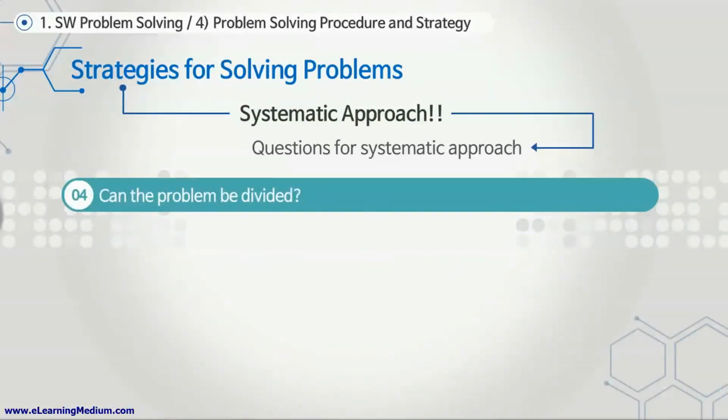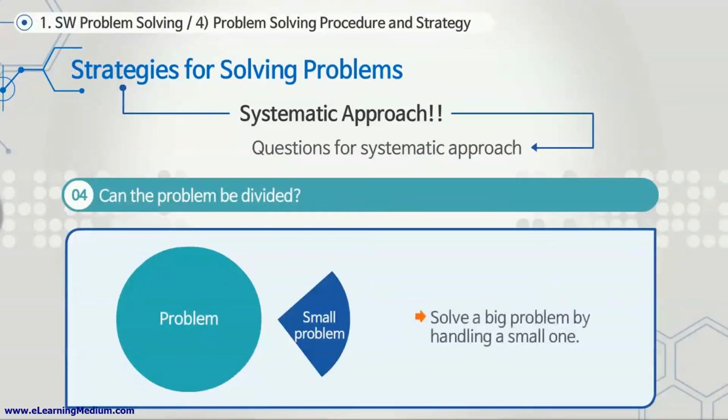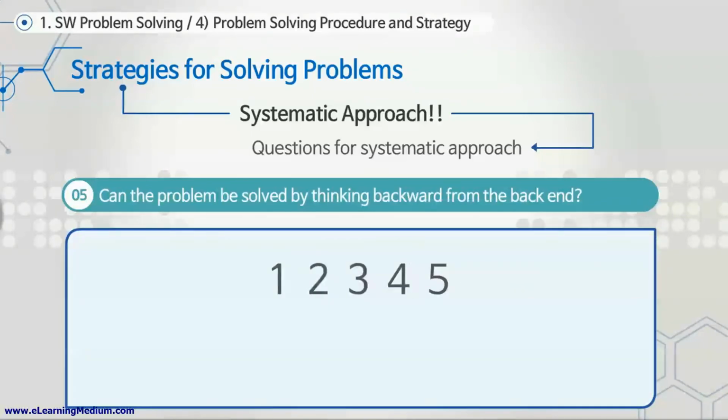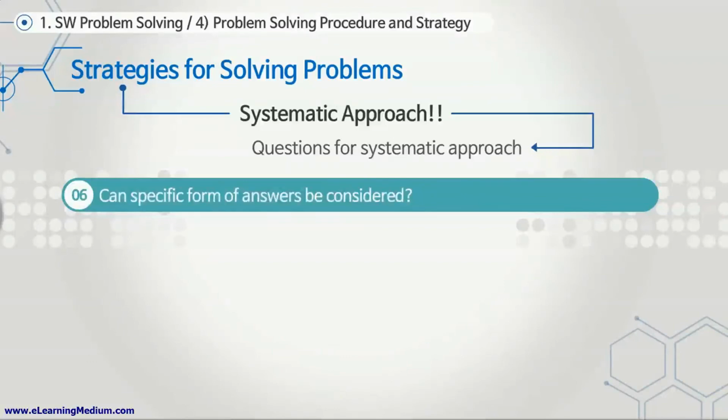Fourth, can the problem be divided? Solving a small problem can solve a larger problem. Fifth, can the problem be solved by thinking backward from the back end? Read data backward and solve a problem. Finally, let's think about whether a specific form of answers can be considered.